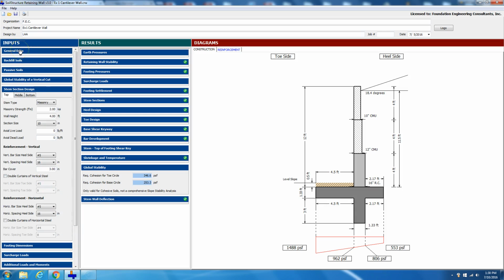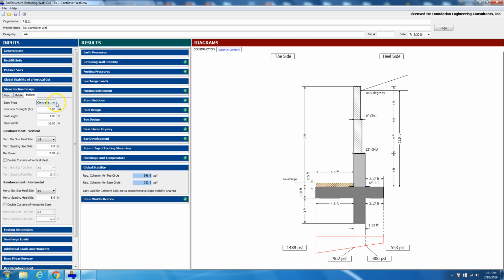Remember we said in the general data we had 3 stems. Usually we start with the bottom stem. You can choose if it's concrete or masonry. You can put your F'c or F'm, depending on if it's CMU or concrete. You'll put the wall height. Now in your demo it's fixed at 4 feet for all the stem sections. That's the only limitation we have. But you can change the rebar, the stem width, and you can print it and everything like that. In this case vertical reinforcement is number 5 at 8, with a 3-inch cover.